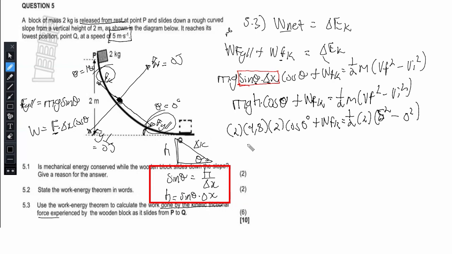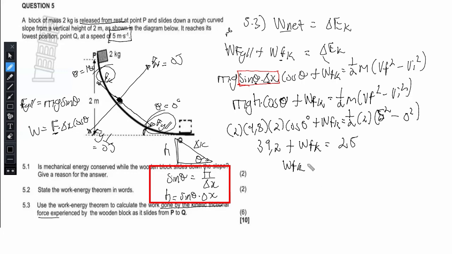So let's check. If we punch that into our calculator, we have 2 times 9.8 times 2 cos 0, which will give us 39.2. So we have 39.2 here, plus work done by Fk. And then when we punch this side here, half of 2 is just 1, and then 5 squared is 25. So we're going to have 25 here.